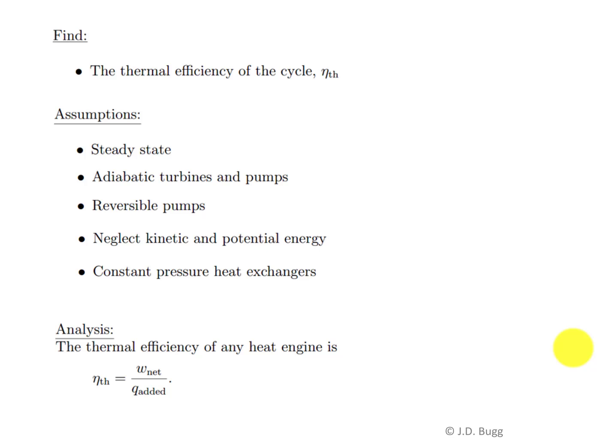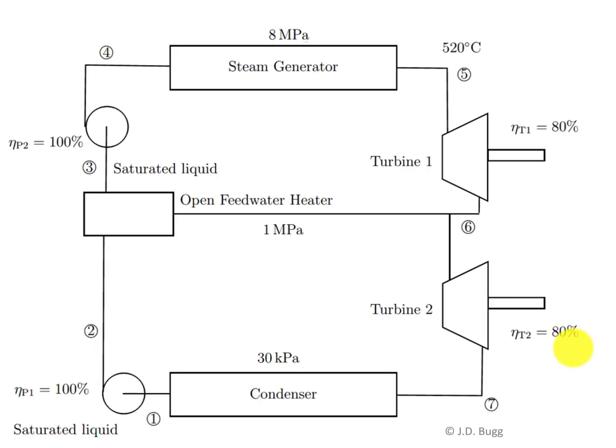So we're going to go back to the diagram and talk about the contributions to the net work and the Q added of each of the components. When we do this analysis, we're going to do it on the basis of the flow rate coming out of the steam generator. So if we think about every kilogram of steam that the steam generator produces, we want to figure out the work and heat transfer in the other components based on that flow rate.